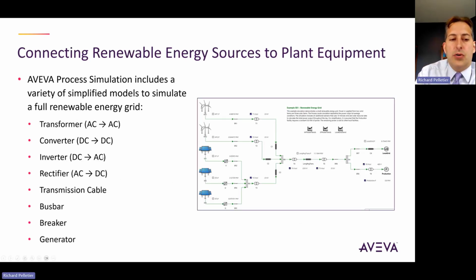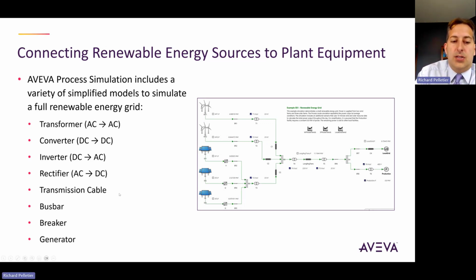Here are some more electrical related models for your energy grid. Typically these first four are used to convert or step down or step up the current from one type to another. If you need to step up or step down from AC to AC or DC to DC, you would use a transformer or a converter. If you're looking to change the input from DC to AC or AC to DC, you would use an inverter or a rectifier.